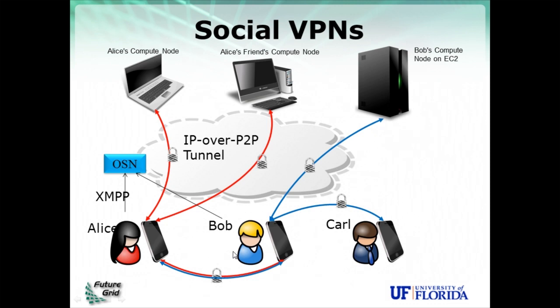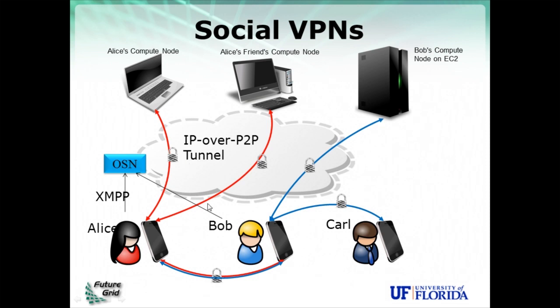So SocialVPN uses IPOP to create easy to configure virtual private networks between users who trust each other and who establish relationships through the social network provider. So here, Alice, Bob, and Carl are using the OSN, the online social network provider, to discover each other, to exchange cryptographic information, the certificates that are used to establish VPNs. But then the VPNs themselves use IPOP to tunnel messages.